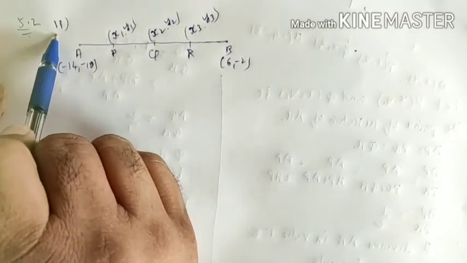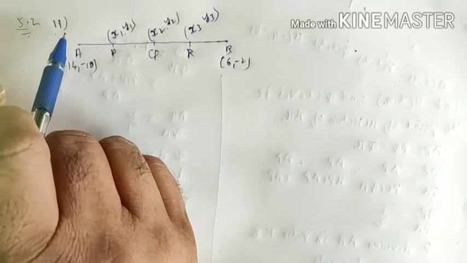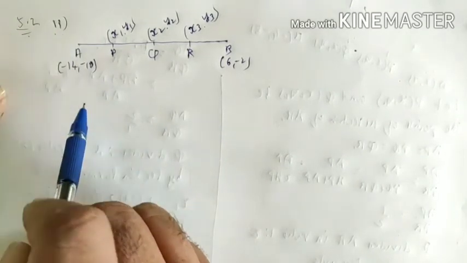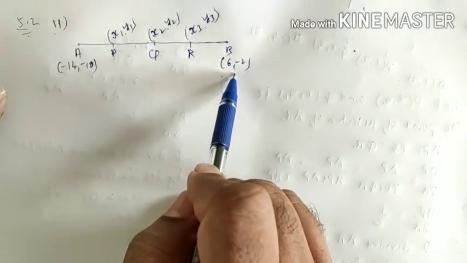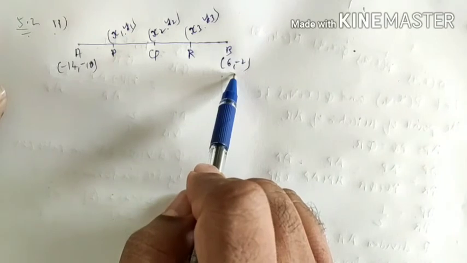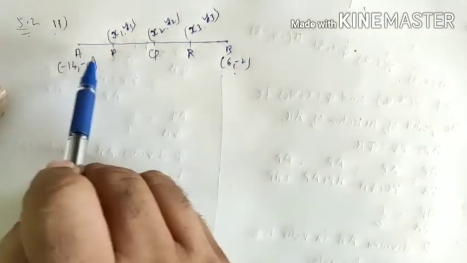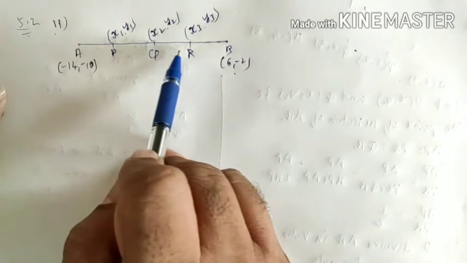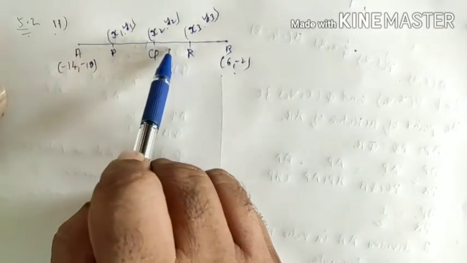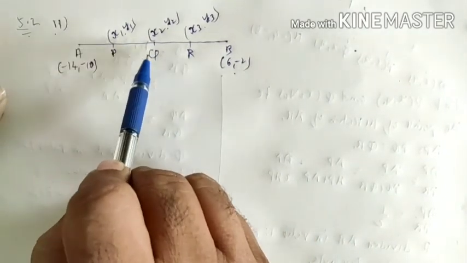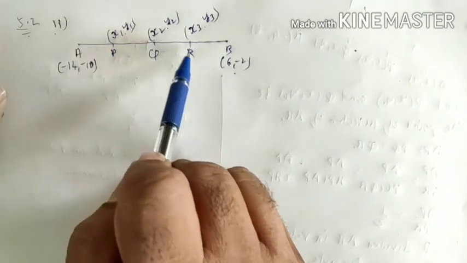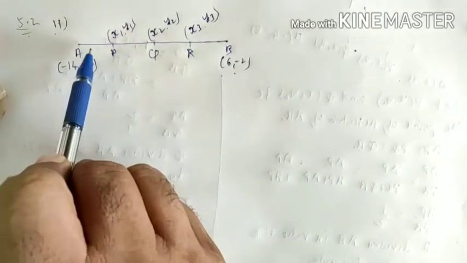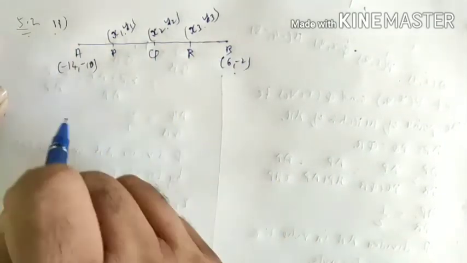Yes, 5.2 question number 11. See, our question is A minus 14 minus 10 and B 6 comma minus 2 are given. Our question is to find the coordinates of the points which divide the segment AB into 4 equal parts. 1, 2, 3, 4. So let P, Q, R, whose coordinates are x1, y1, x2, y2, x3, y3, divide the segment AB into 4 equal parts.